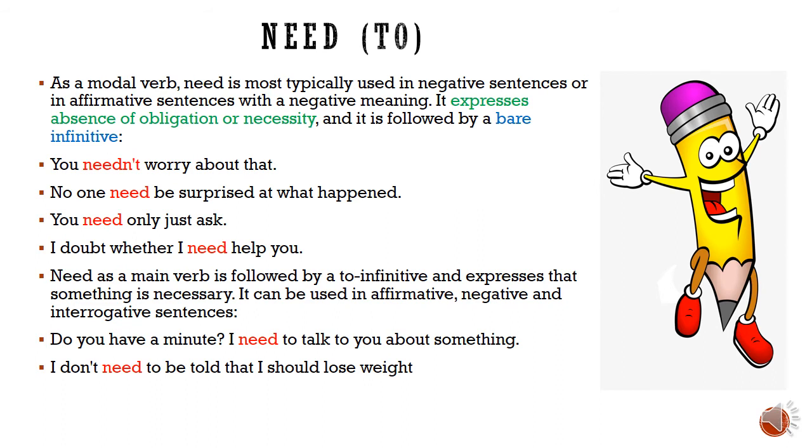Now let me move to need. Need here is also a full verb, a main verb. It is not an auxiliary, but we need to use it with to. So, as a modal verb, need is most typically used in negative sentences or in affirmative sentences with a negative meaning. It expresses absence of obligation or necessity, and it is followed by a bare infinitive, which is the infinitive form. So, when we use need, that means that the something or the object that we are talking about is not that much important or necessary. It is important, but not 100%.